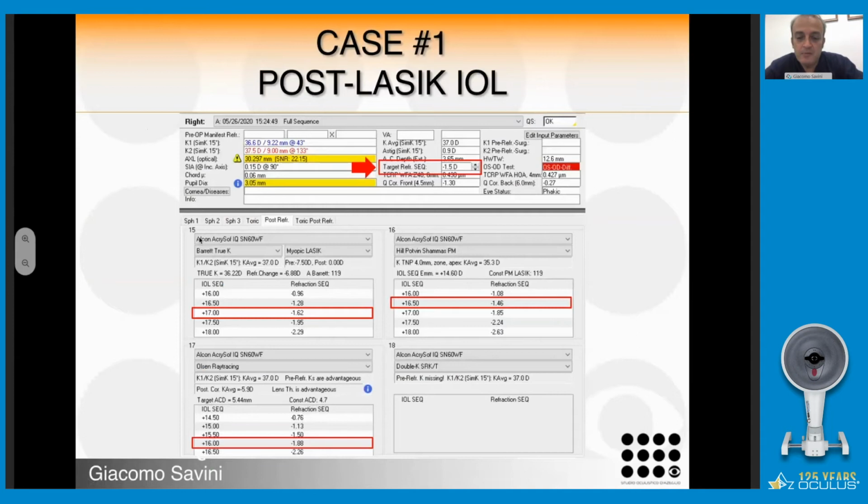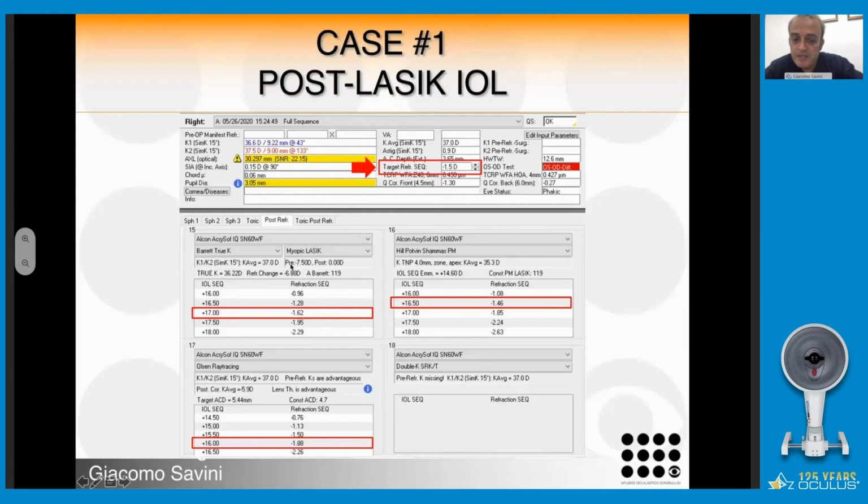And how can I use the Pentacam to make calculations in post-LASIK eyes? Here, you see that the target refraction for this eye was minus 1.5, and this was one of the reasons why I did not want to correct that little astigmatism. Probably if I aimed to emmetropia, I would have corrected even 0.7. And you see the different options available, easily available on the Pentacam.